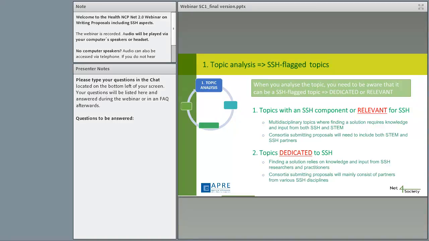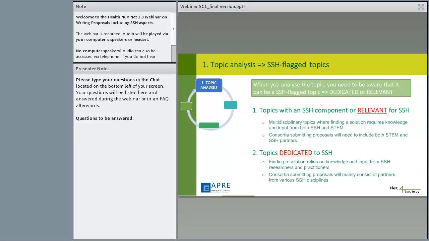When you are interested in a topic, of course, you need to read the text of the topic. So when you are reading a topic, especially in the health sector, that is so near to society, maybe you can face an SSH flagged topic. So you need to be aware that it can be an SSH flagged topic.